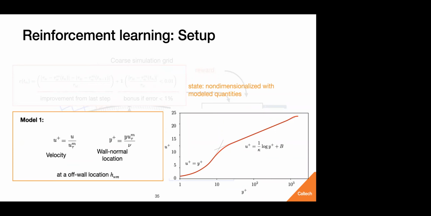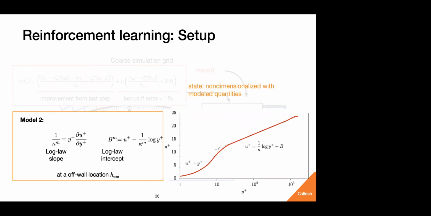All of them are normalized with modeled quantities, so we don't use the true quantities anywhere. And the idea is that if you have, for example, a point that is above this log law, this control setup is supposed to push this point down by increasing the wall shear stress, and then vice versa if it's below the log law. But the idea is that hopefully the model can learn to distinguish whether we should increase the wall shear stress or whether we should decrease the wall shear stress. So that was the first model. Again, this is the more naive way of looking at the model.